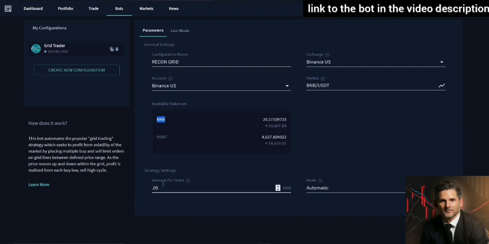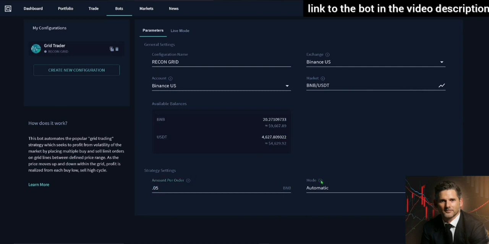And so the amount per order is measured by BNB, because that's the amount that it will either buy or sell in the BNB token as it moves up or down. And in this case, I will be giving the bot 0.05 BNB for each order.